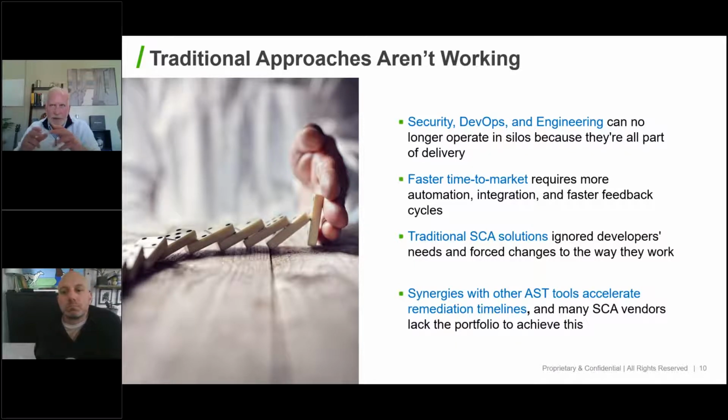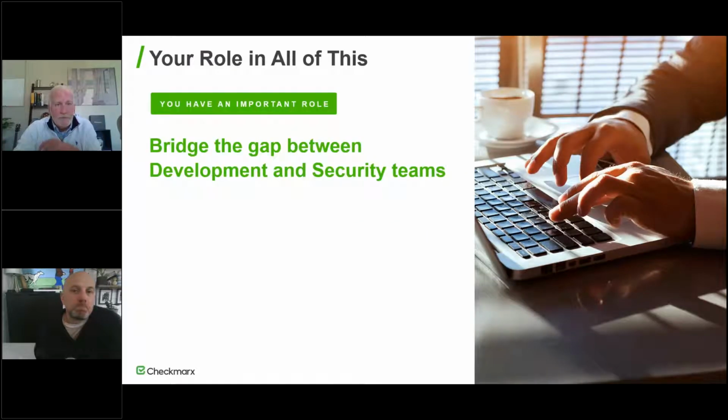And this is very, very interesting, that some of the SCA tools out there can actually integrate very well with static application security testing, and James will talk a little bit about why that's also important. And many of the SCA vendors out there really just lack a complete portfolio to do this. They may have a really fantastic SCA solution. However, there are some caveats when they are not combining it with SAST or IAST and some of the other AST solutions out there today. Now, you have an important role, and we need to be able to bridge the gap between development and security teams.